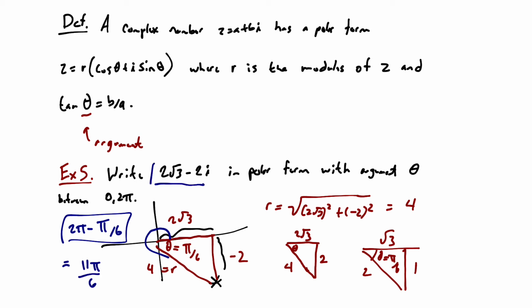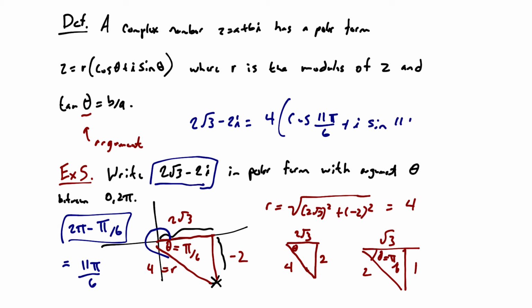So if we wanted to rewrite this in polar form, we'd get that 2 square roots of 3 minus 2i is going to be equal to 4 times cosine of 11 pi divided by 6 plus i times sine of 11 pi divided by 6. So now that we introduced the definition of a polar form of a complex number, let's go ahead and look at a very nice property of the polar form.